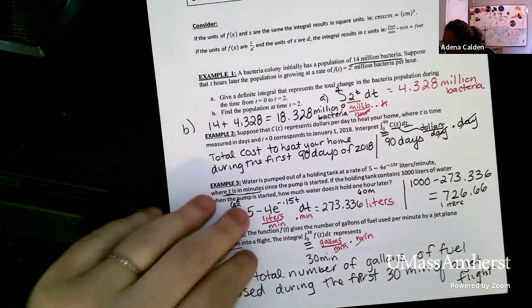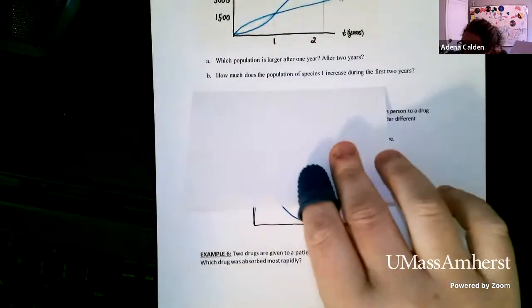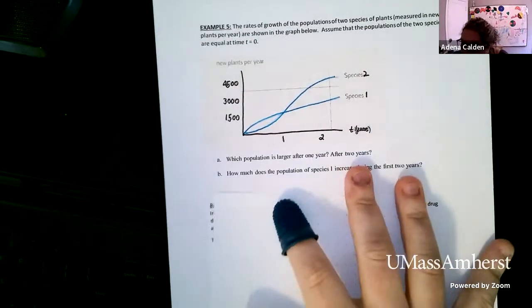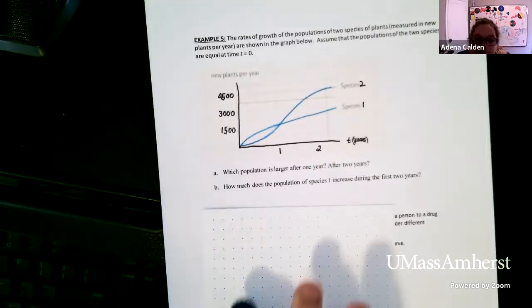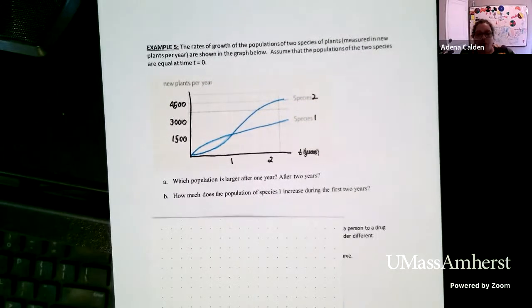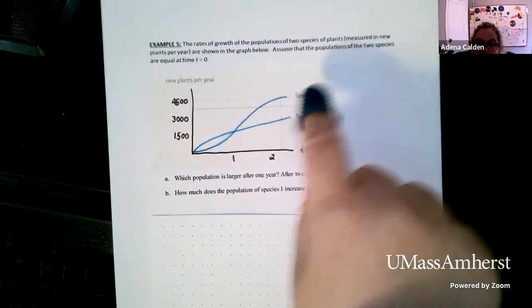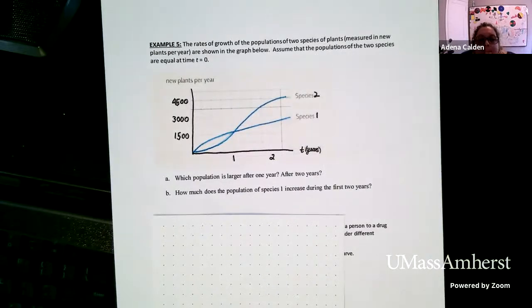Okay. So the next example that we're going to look at here, we're going to be doing some evaluation of some things, going back to thinking about what we've learned throughout chapter 5 and seeing if we can make sense of it in this context. So the rates of growth of the population of 2 species of plants, so we have species 1 and species 2, and these are the rates of change, measured in new plants per year are shown in the graph below. Assume that the population of the two species is equal at time equals 0. So time equals 0, however many there were to start, was the same for species 1 and 2.